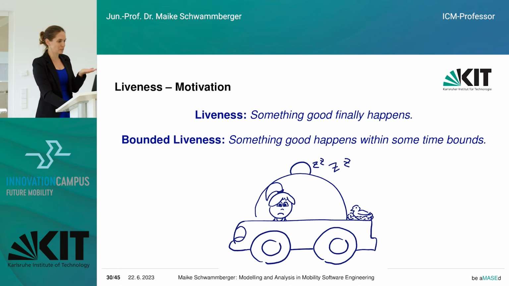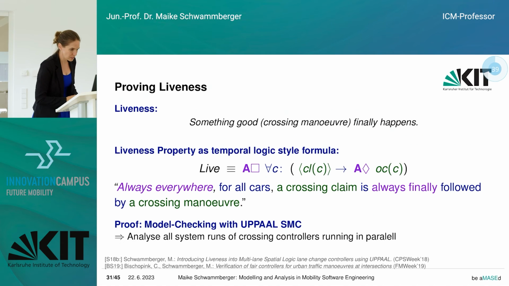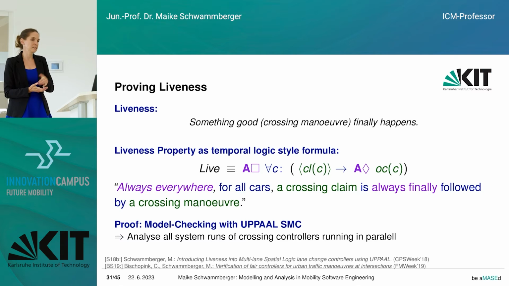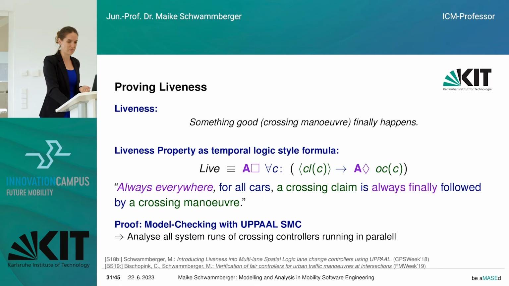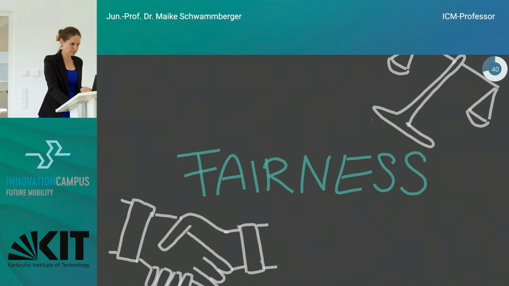The finer version of this is bounded liveness, meaning that we don't just finally in 50 years pass the intersection, but we actually might pass the intersection with some probability after 2 minutes or something like this. I could also formalize this, and I examined this with UPPAAL and UPPAAL SMC. This means that I formalized something like a liveness property using timed computation tree logic, and could then also show that liveness holds for a version of my controller.